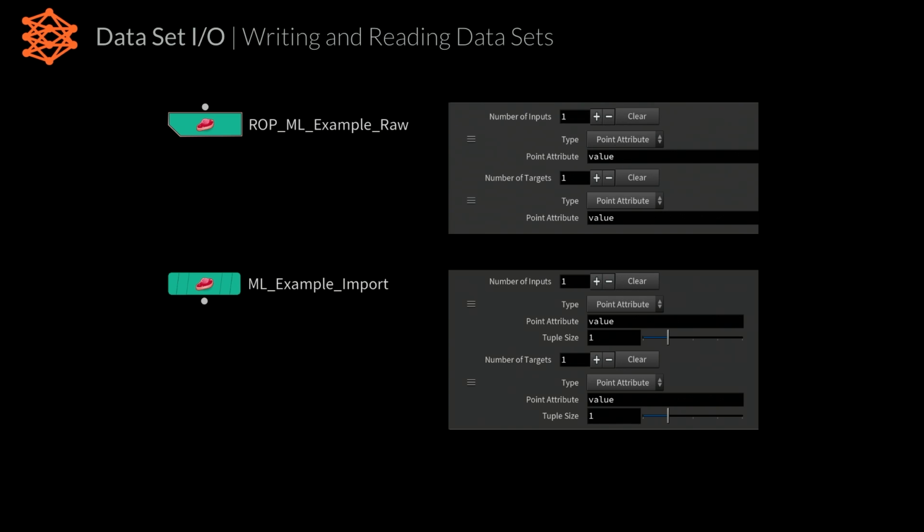Once you're done with your example processing and you want to store it on disk, you can use ML example raw. It has 2 multiparms. It has inputs and targets. Inputs can be any collection of point attributes or volumes. The targets can also be any collection of point attributes and volumes. These are being used under the hood to create tensors, which are eventually flattened and put in a data set. ML example import is the opposite. You get a data set from disk and you make it a geometry representation of examples again.